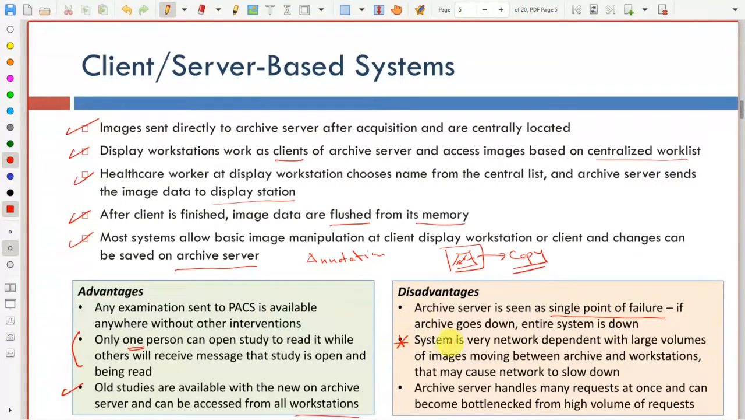The other thing which is very important is that the system is very much network dependent. Basically, you have very large volumes of images. For each patient, and I'm not exaggerating, we're probably talking about gigabytes of data. So basically, it's huge amounts of data.